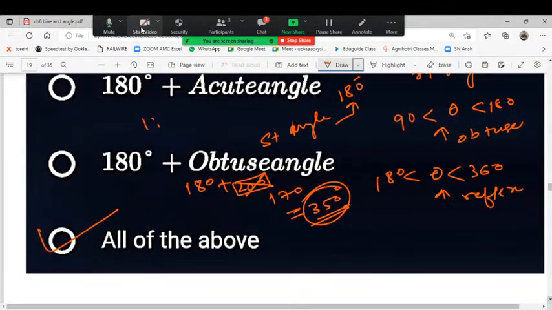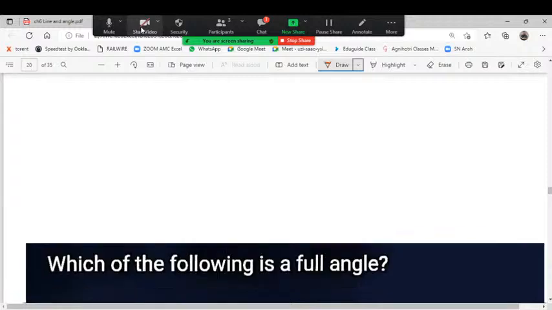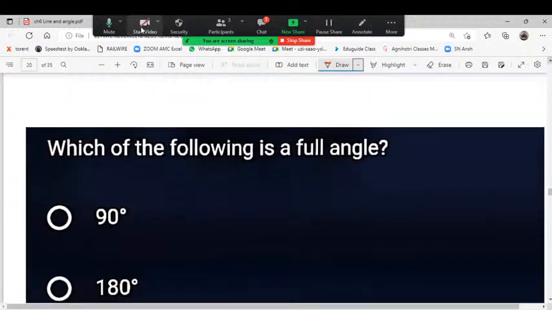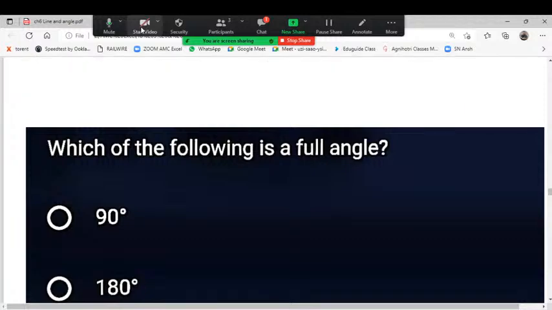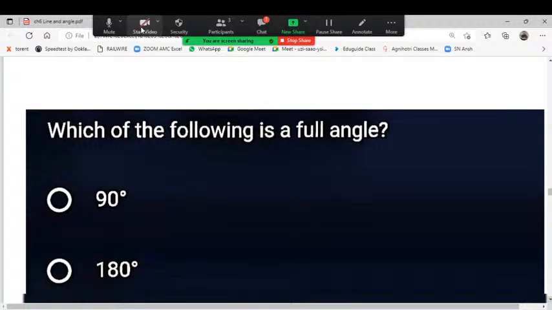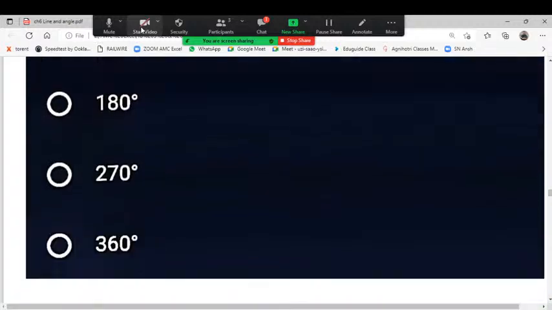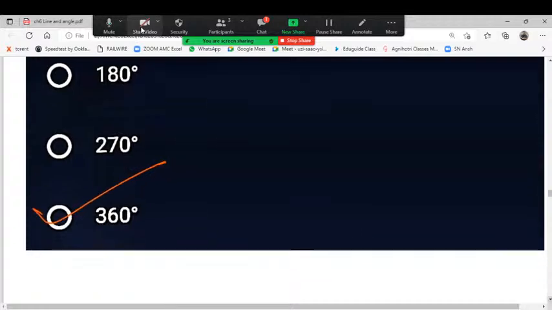Got it? Yes, sir. Okay, one more question in front of you, and the question is so easy. Which of the following is a full angle? The options are 90, 180, 270, 360. So it's 360. Very good. I'm proud of you.